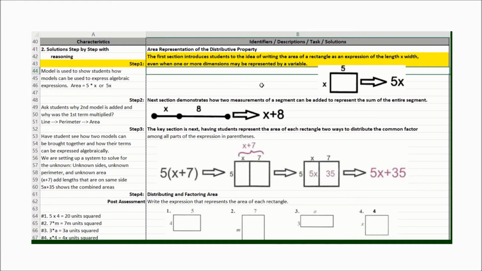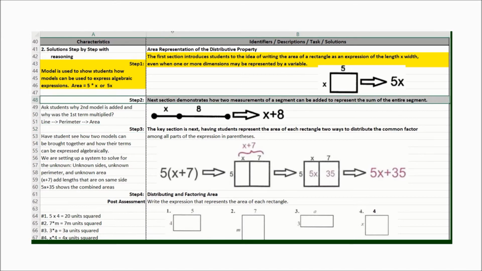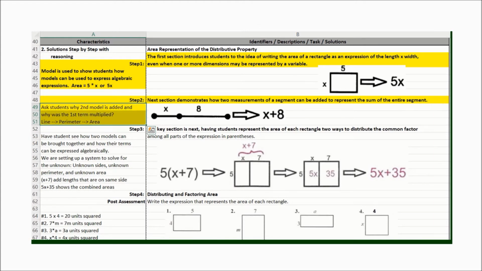As we move on into step 2, the next section demonstrates how two measures of a section can be added to represent the sum of the entire segment. As we're doing this, again, we have a mathematical model that shows the students how we represent that expression. Over here to the left is where we tell what we're going to ask the students: ask the students why the second model is adding and why the first term is multiplied.